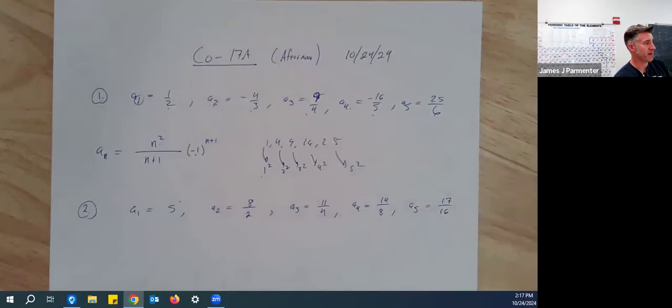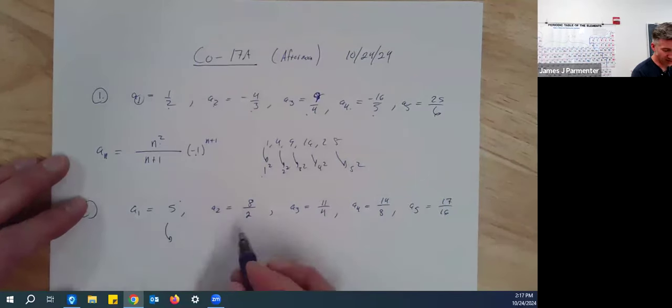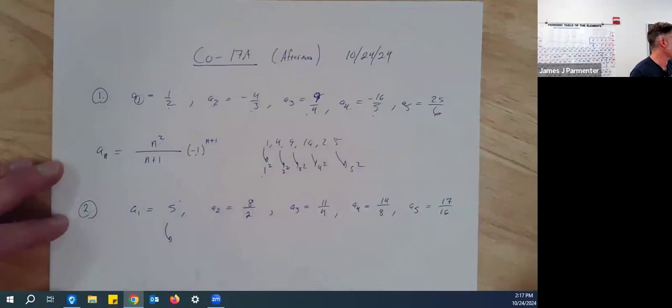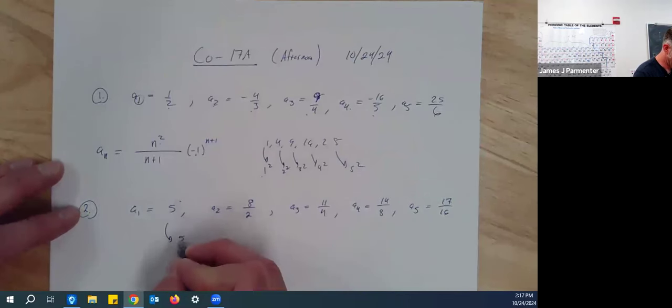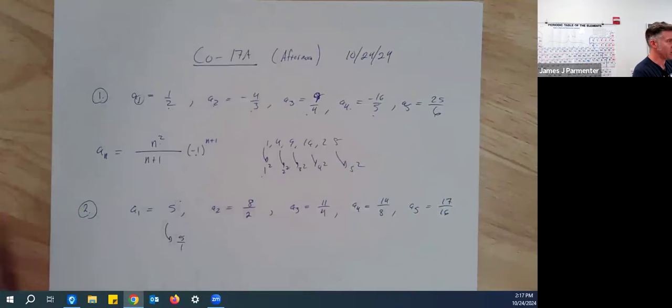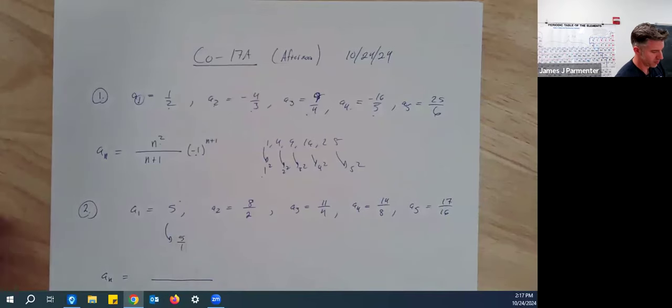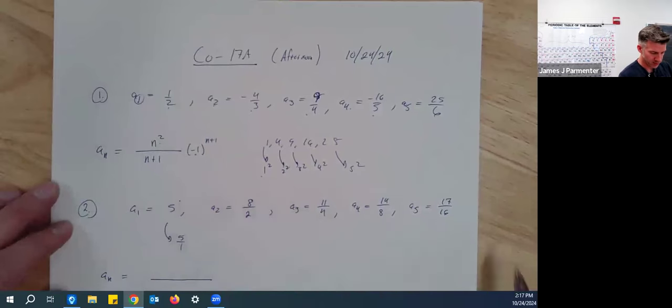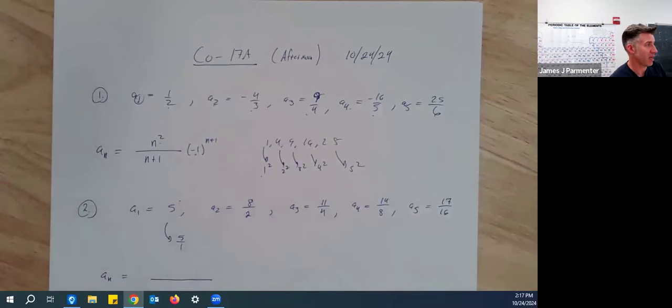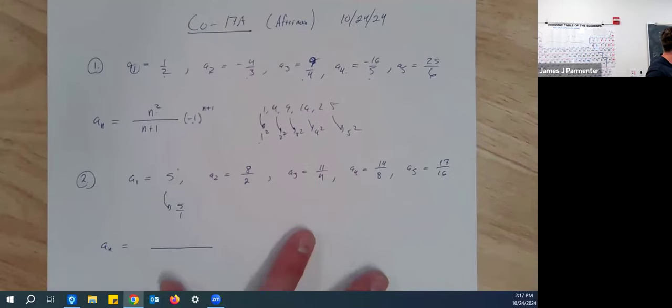It would probably be beneficial if I rewrote 5 as what? Right. The rest of these are fractions. Might as well make them all fractions. So let's write 5 as 5 over 1. Okay, I want you all to figure out a pattern or a formula for the top part. I'll give you a minute to figure out what's going on with the top. It looks like we're increasing by the same amount each time.